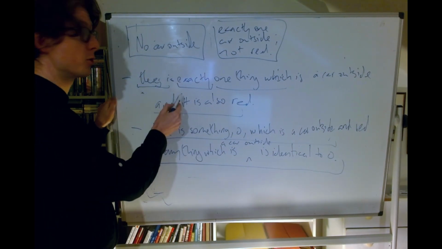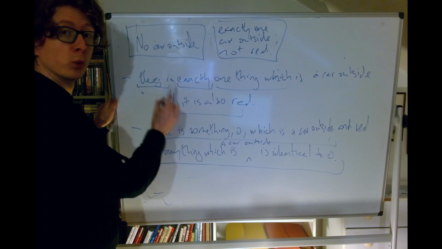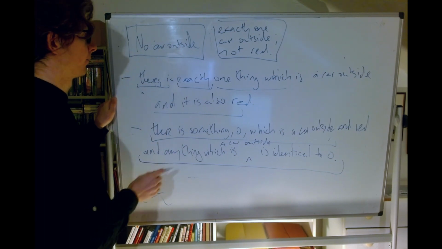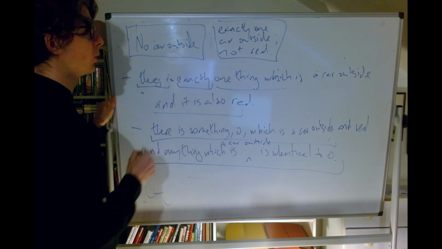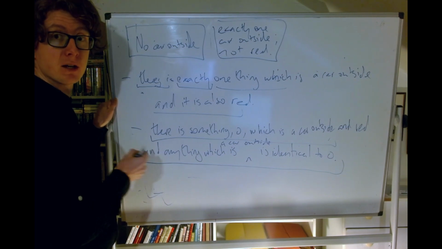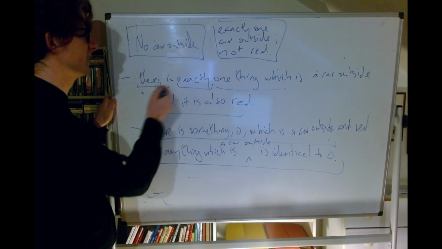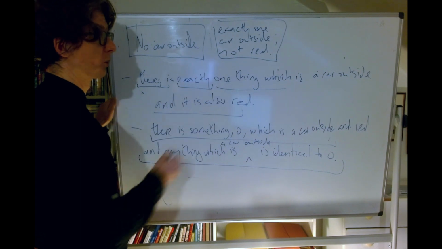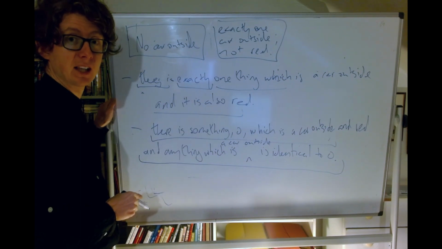And then the last situation where this is false is where there's more than one car outside. Because if you're saying there's exactly one thing which is a car outside and it's also red, but there's more than one car outside, then this bit, which says there is more than one thing which is a car outside, that has to be false.